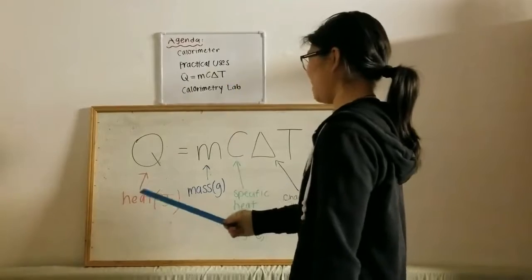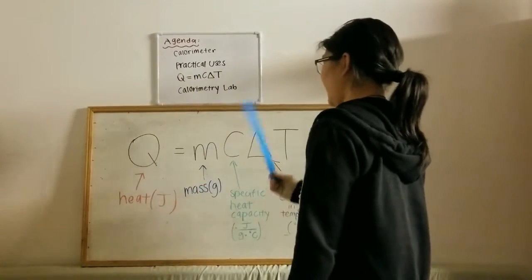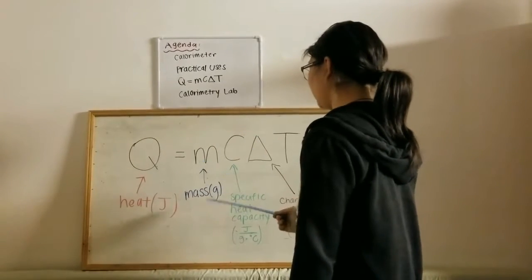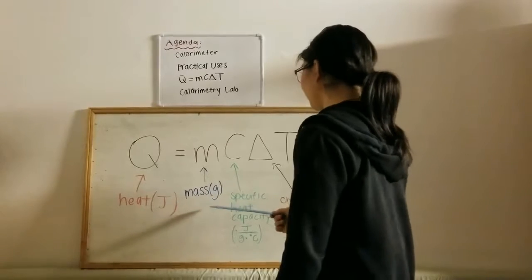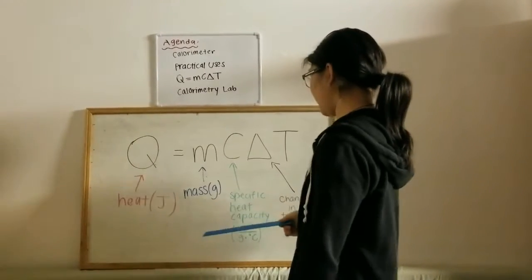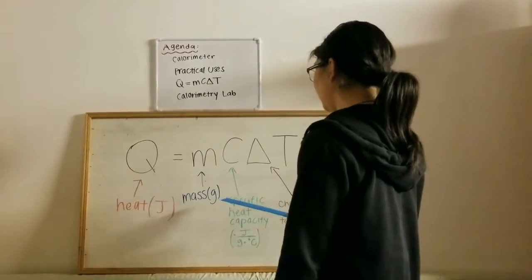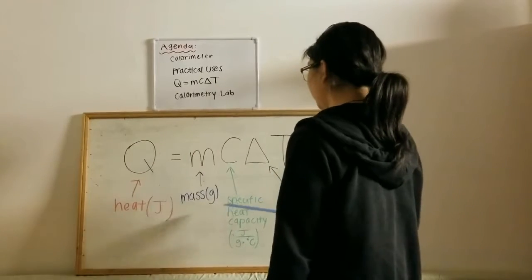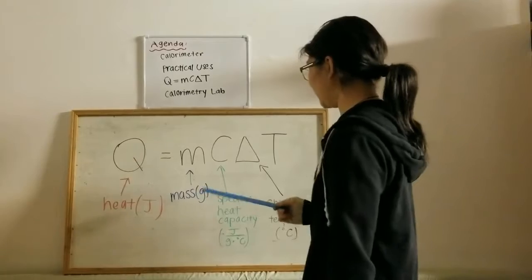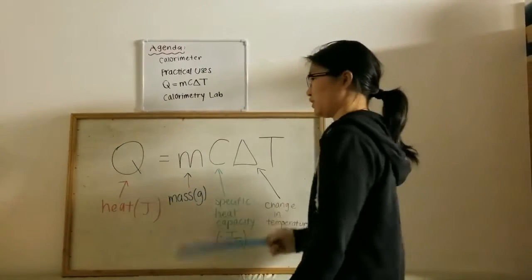Q is the amount of heat transferred during the chemical reaction, and M stands for mass in grams, which is usually of a chemical substance or metal. C is the specific heat capacity, which is in joules over grams times degrees Celsius or Kelvin, depending on which temperature unit you use. It is the amount of heat required to raise the temperature of 1 gram of a substance by 1 degree Celsius. Delta T is the change in temperature, which is in degrees Celsius or Kelvin.